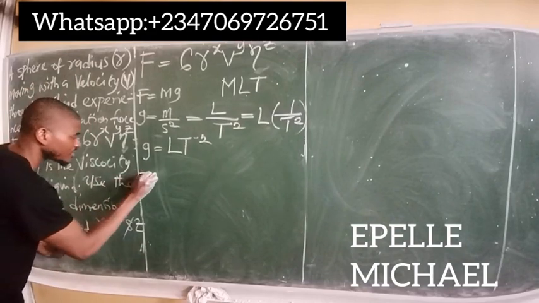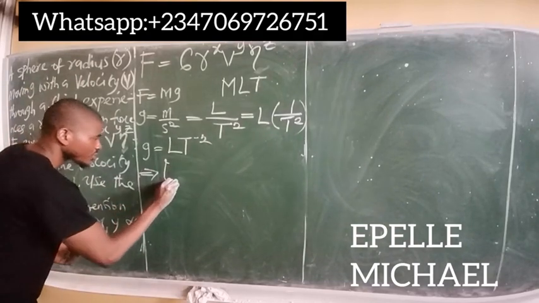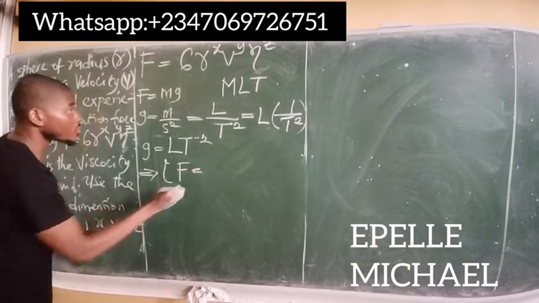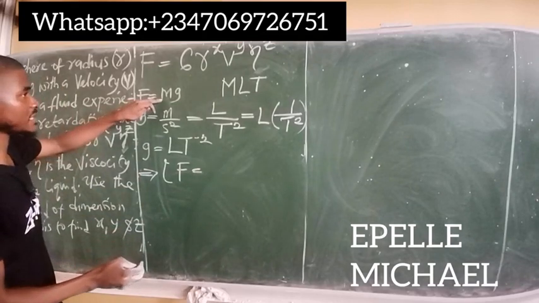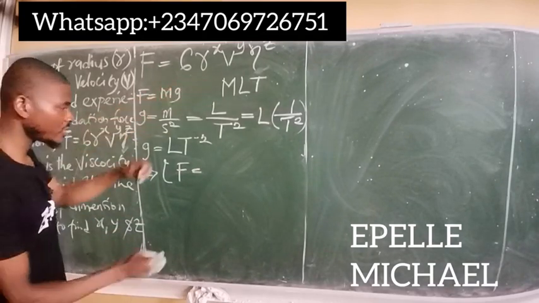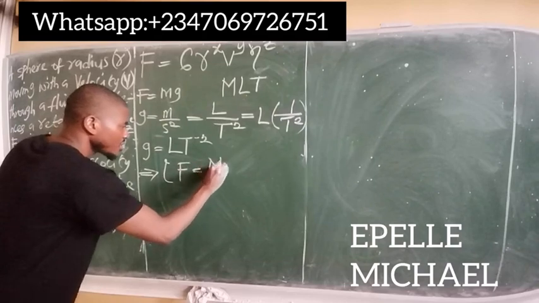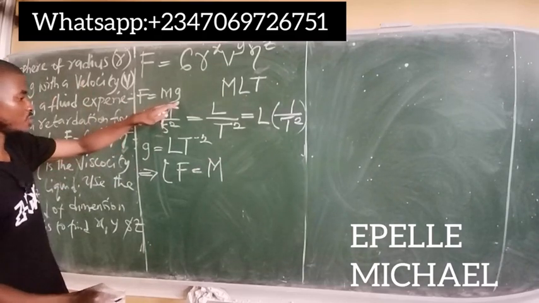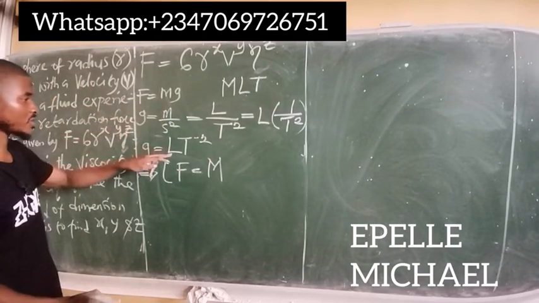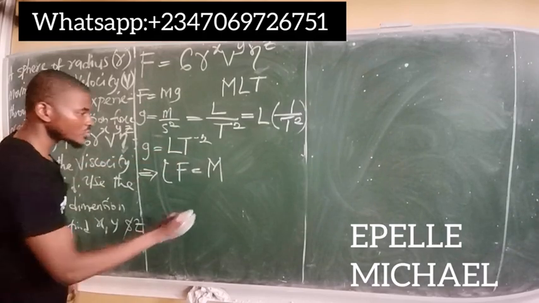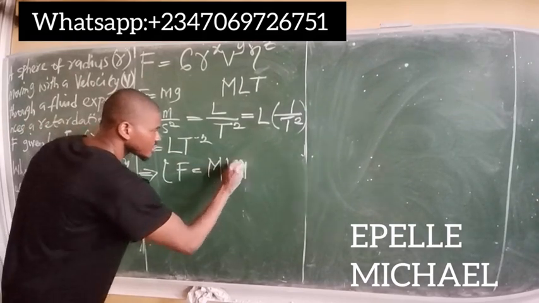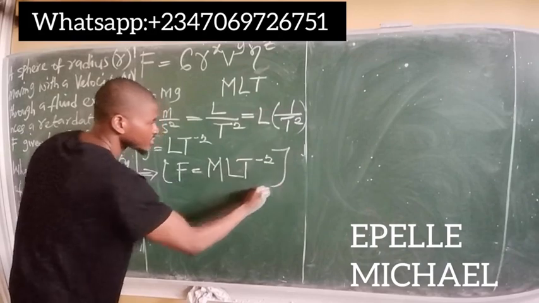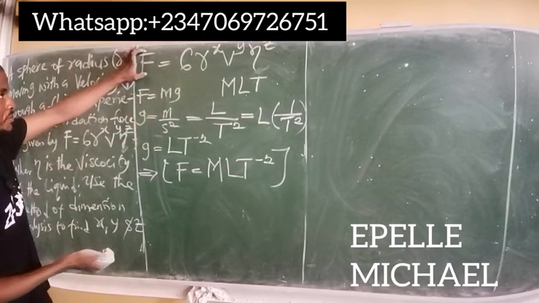That now implies that we can find the dimension of force. In place of mass, the dimension of mass is simply capital M. We simply have capital M. And the dimension of g, which is acceleration due to gravity, is simply LT to the power of minus 2. So we simply have LT to the power of minus 2. So this gives us the dimension of force.